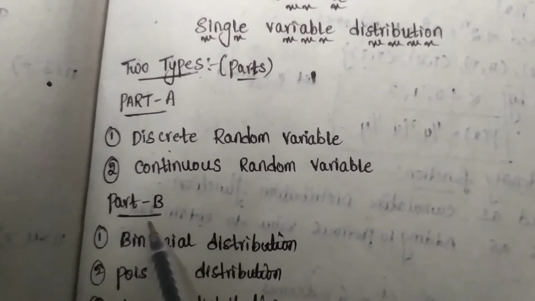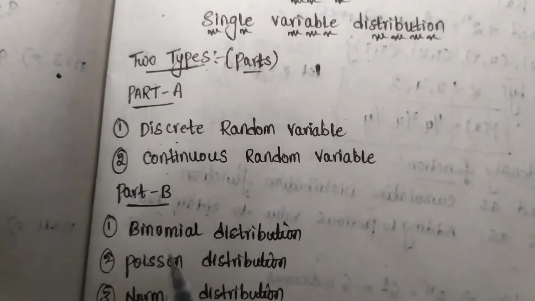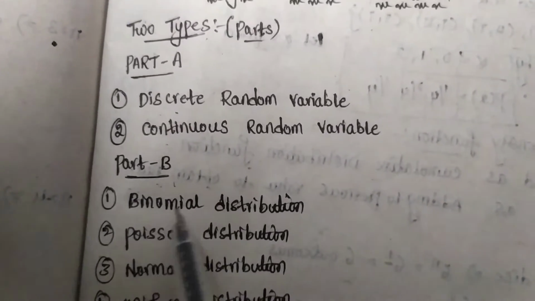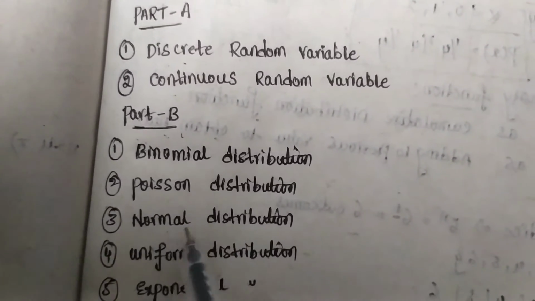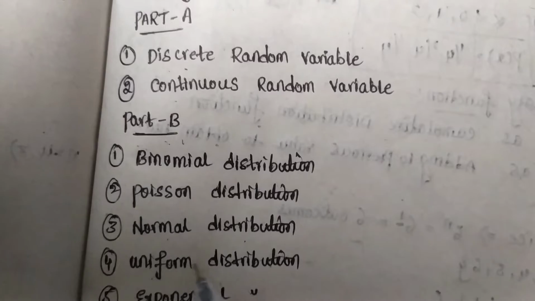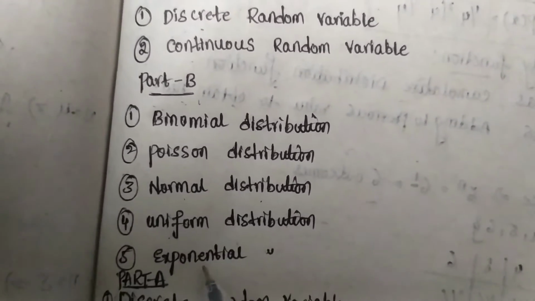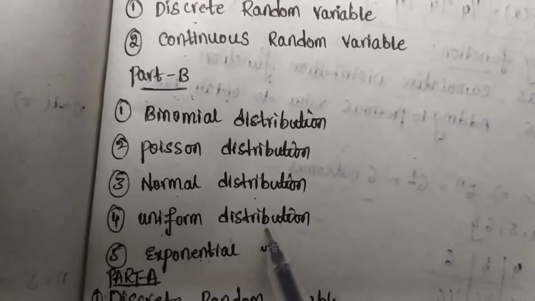The other part is Part B. In Part B the important concepts are: first is binomial distribution, second is Poisson distribution, third is normal distribution, fourth is uniform distribution, and fifth is exponential distribution.